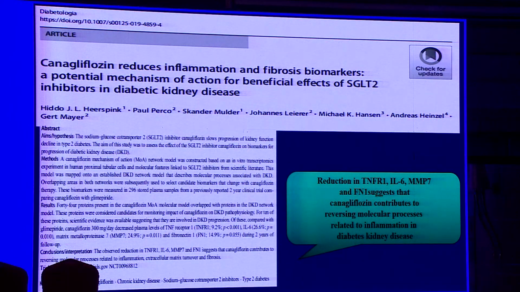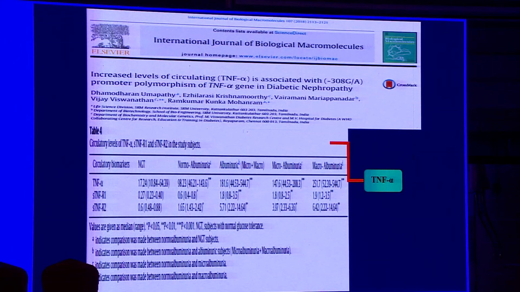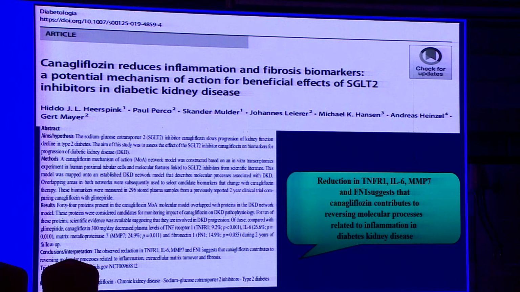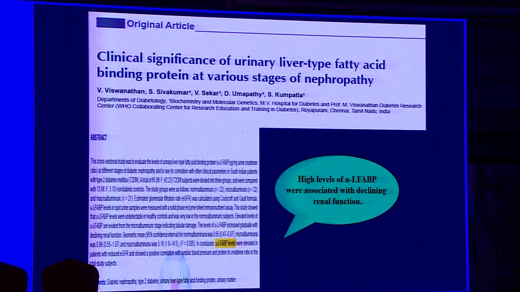So the TNF alpha is over-manifested, upregulated in diabetic nephropathy, and canagliflozin just reduces the inflammatory marker. So TNF alpha is an inflammatory marker, and canagliflozin, if you give it to patients who have albuminuria and higher levels of TNF alpha, you can actually reduce it. So this is probably one of the mechanisms of action of cana.